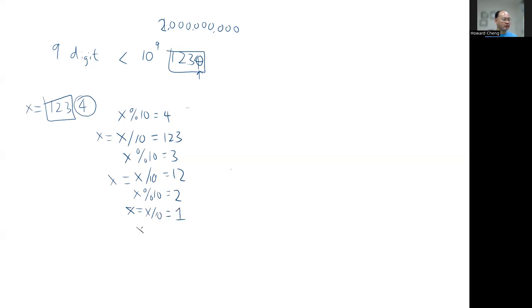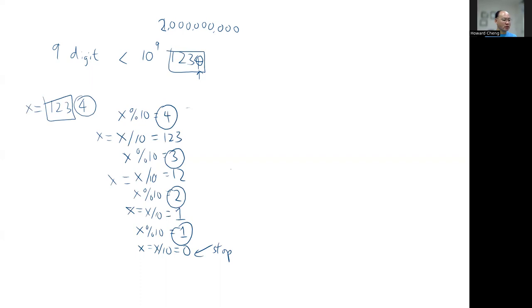And then finally, you will get 0. And that's when you stop. And you print all of the remainders mod 10, but you have to print it in reverse order.